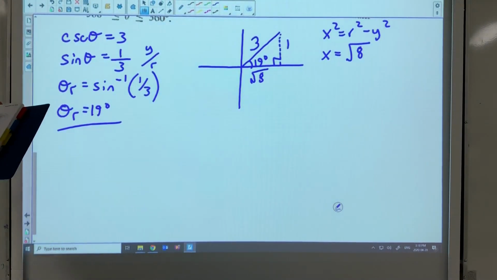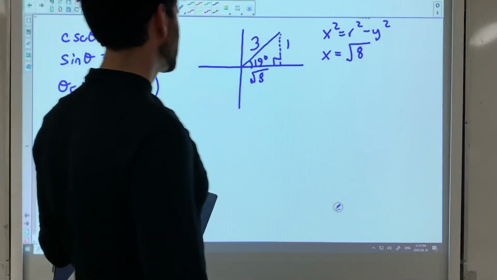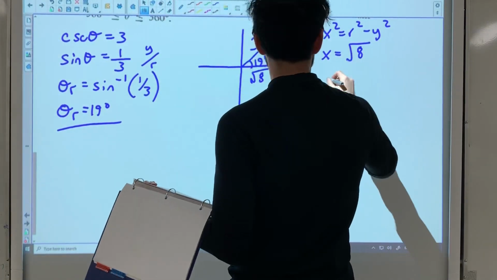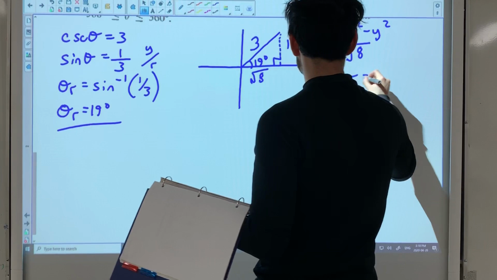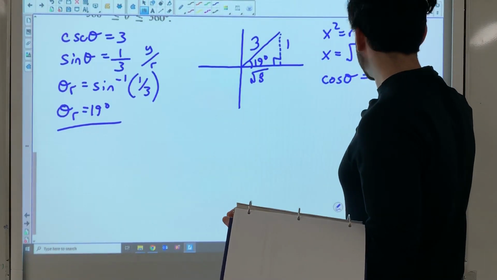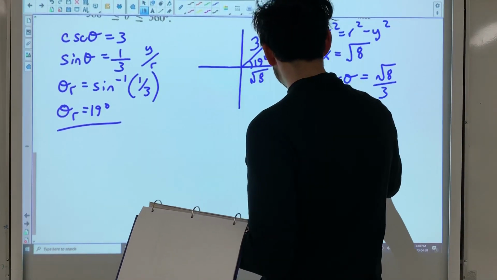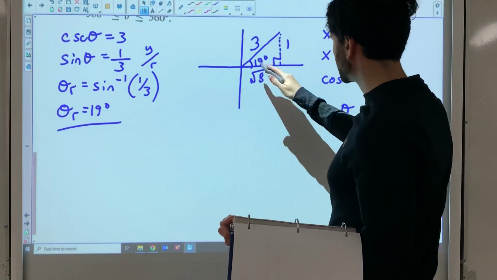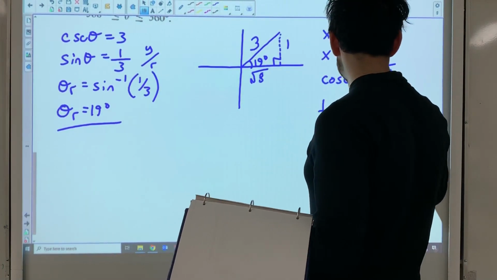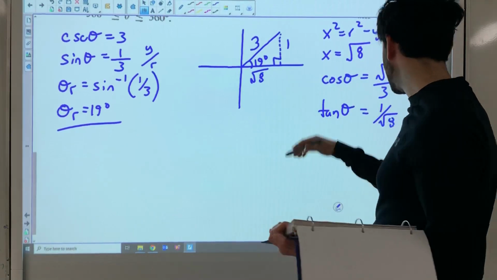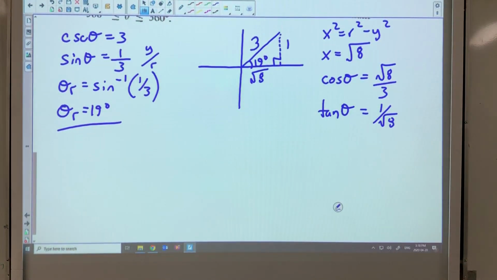They're asking for all the trig ratios, which is sort of annoying. Let's just do cos theta, which is x over r, so you get square root 8 over 3, and tan theta, which is opposite over adjacent. So there we go, y over x, 1 over square root 8.